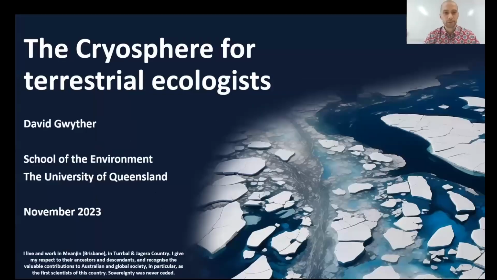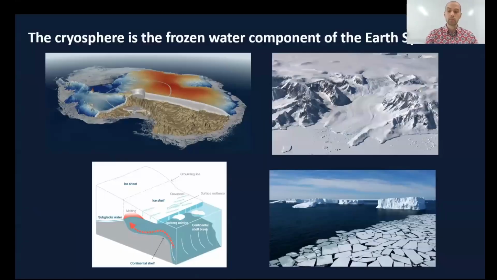All right, so my job today is to convince you that the cryosphere is interesting and useful for terrestrial ecologists and those that are interested in the terrestrial ecology of Australia. A quick recap, if you don't know what the cryosphere is, it's all of the frozen water components of the Earth system. I'm going to focus in more on four aspects of the cryosphere.